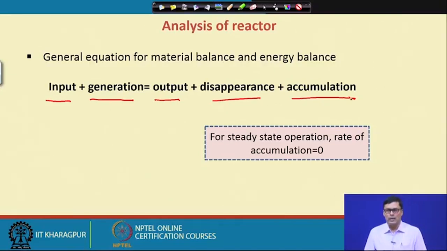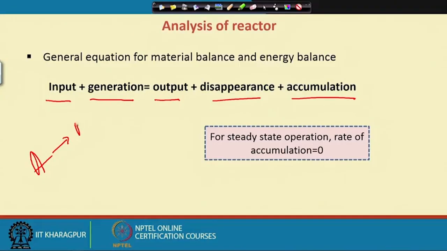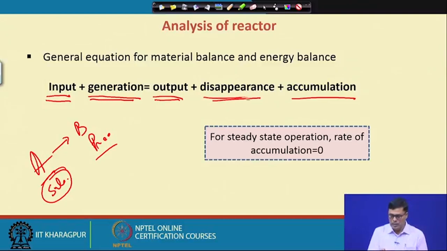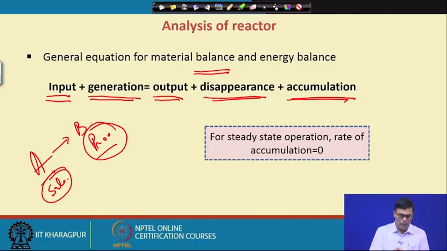Now when you do any kind of reactor analysis, we should always consider one particular component. For example, suppose I want to convert A to B, am I right? A is the substrate and B is the product. So if we want to do the analysis, we can do it with respect to substrate. Then rate of substrate input plus rate of substrate generation equals rate of substrate output plus rate of substrate disappearance plus rate of accumulation. This is the balance equation that we have. And if you write the balance equation with respect to product: rate of product input plus rate of product generation equals rate of product output plus rate of product disappearance plus rate of product accumulation.